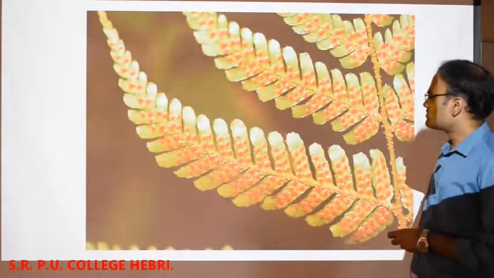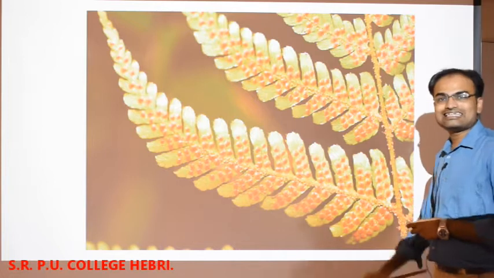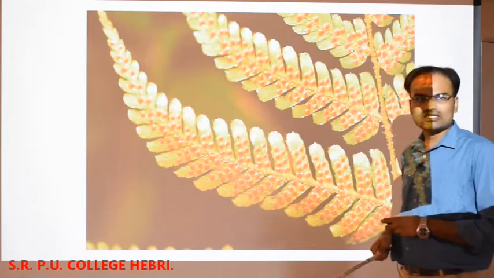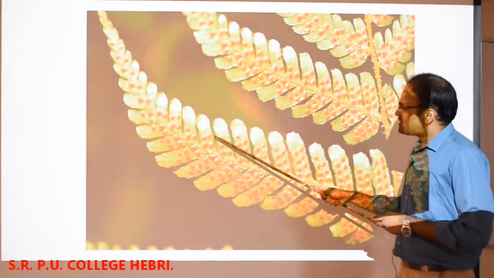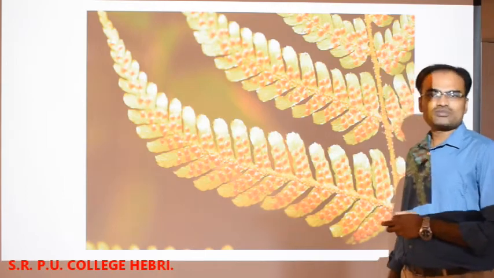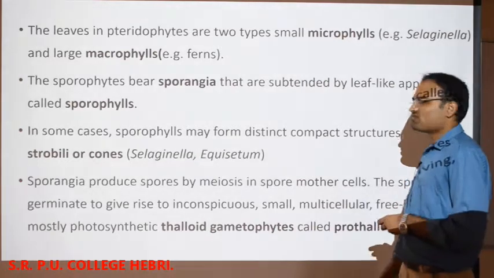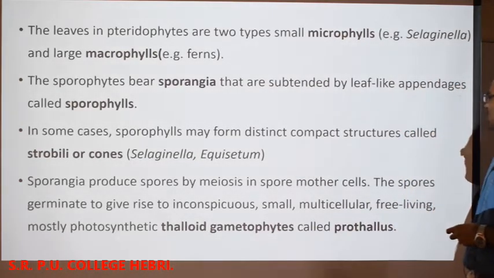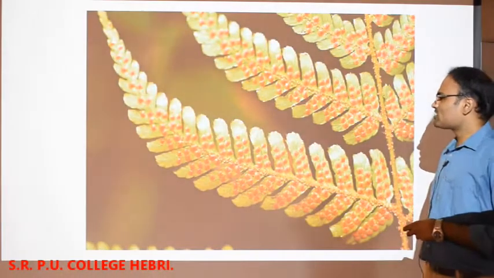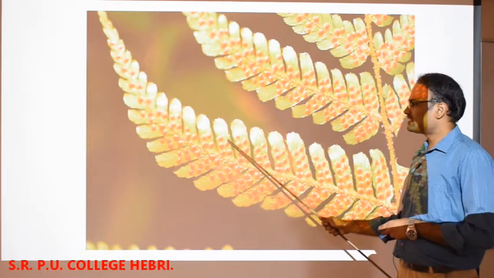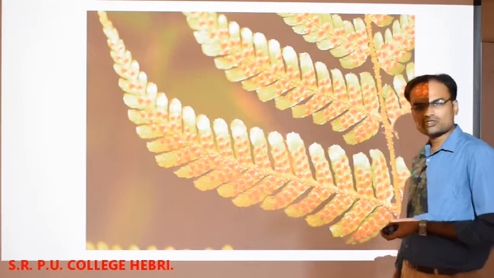So we can observe the diagram here. These reddish colored small dots are each a sporangium. In short, they are called sori. Within those sori we can observe the production of the spores. In some cases, sporophylls may form distinct compact structures called strobili or cones. In this picture we are observing that the sori are present in the lower portion of the leaf, so that within those sori the spores are produced. So this is the simple one.